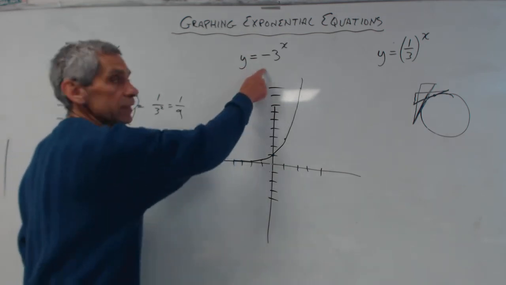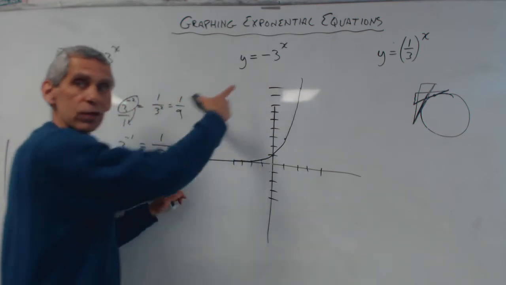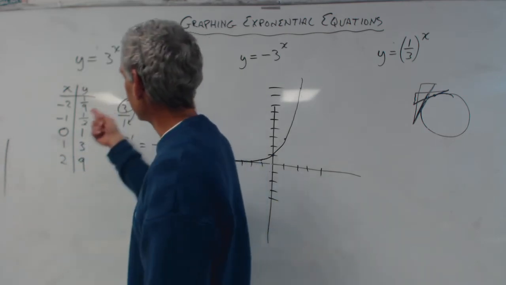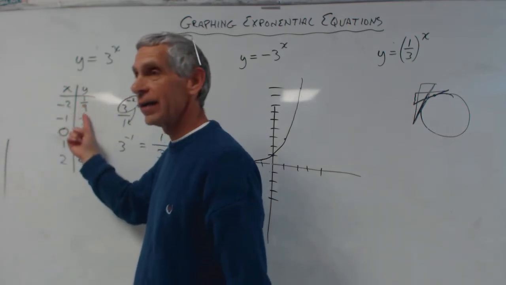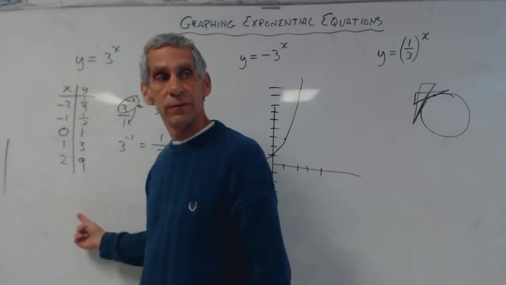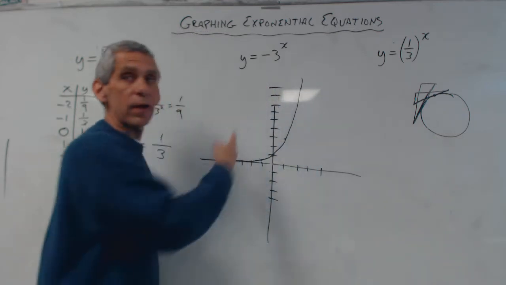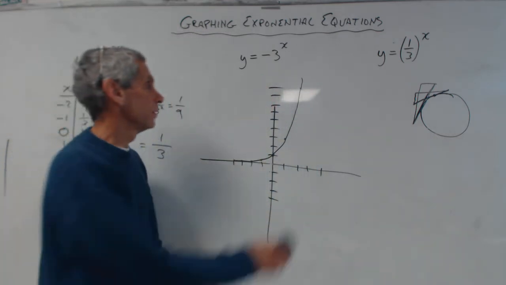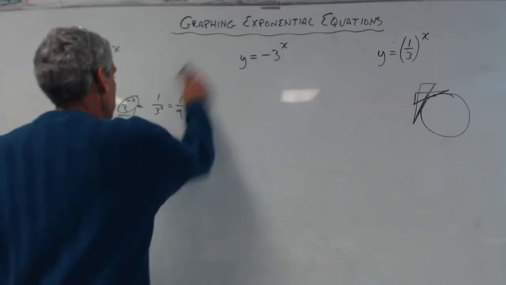Okay. So now let's look at this one, because this one is significantly different, even though it looks almost identical. You see that? Notice on the previous one, all my x's, whether they're negative or positive, all my y's are positive. Always. On this one, all my y's are going to be negative. All of them. So this is going to be a decay one. So let's do it. This is going to be exponential decay.